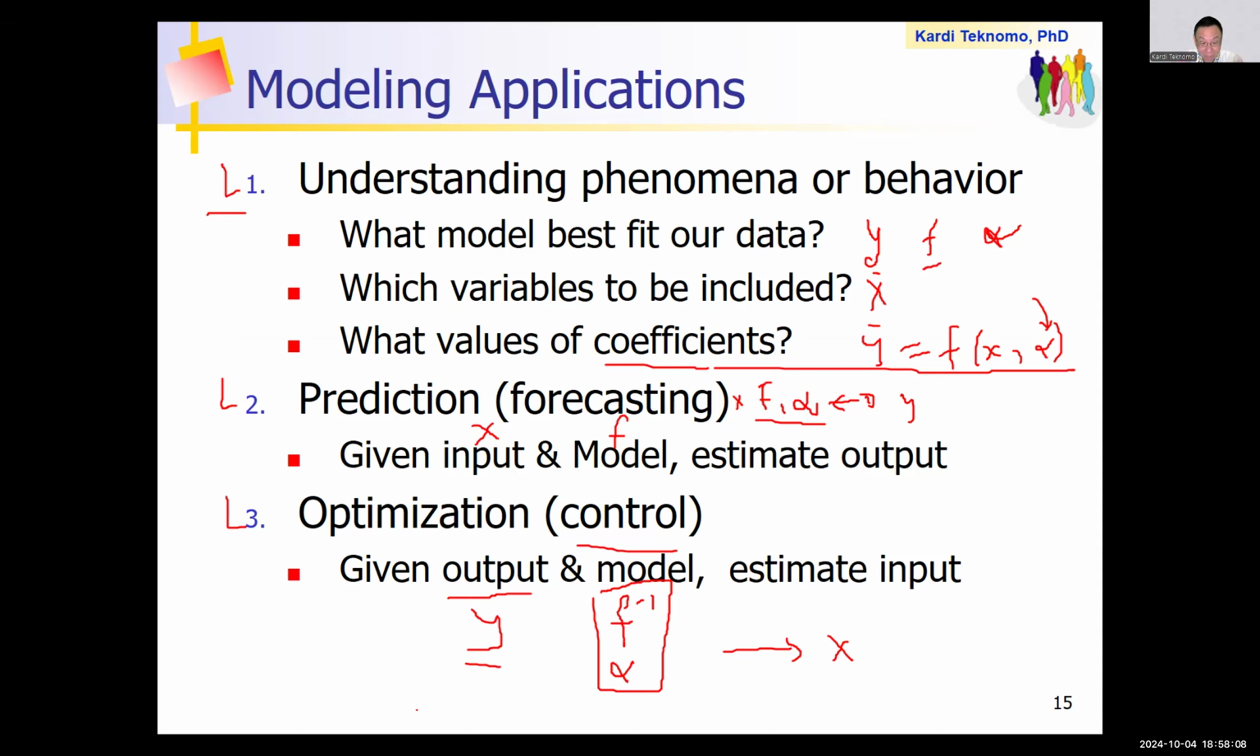In abstract terms, if you want to do planning, basically you need to go to level 3 of modeling. It's not enough just to forecast. You need to be able to optimize, to control. So what is control? Knowing the goal, the output, and knowing the model and the parameter, you want to know what input should I change in order to get that goal. Is it clear or not?